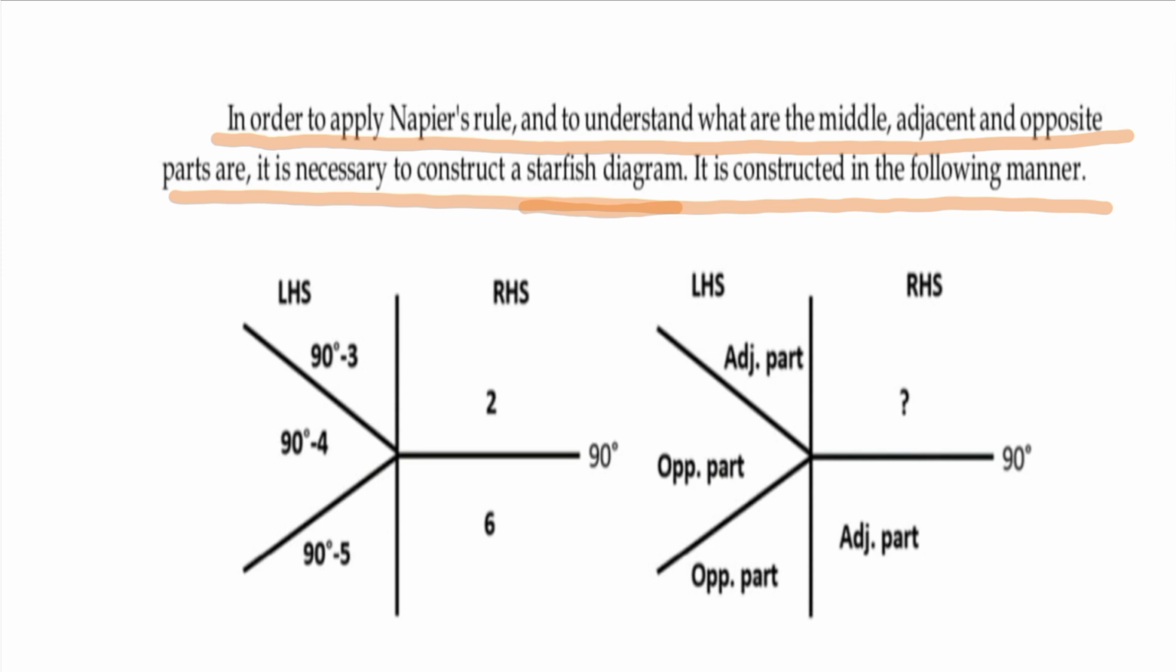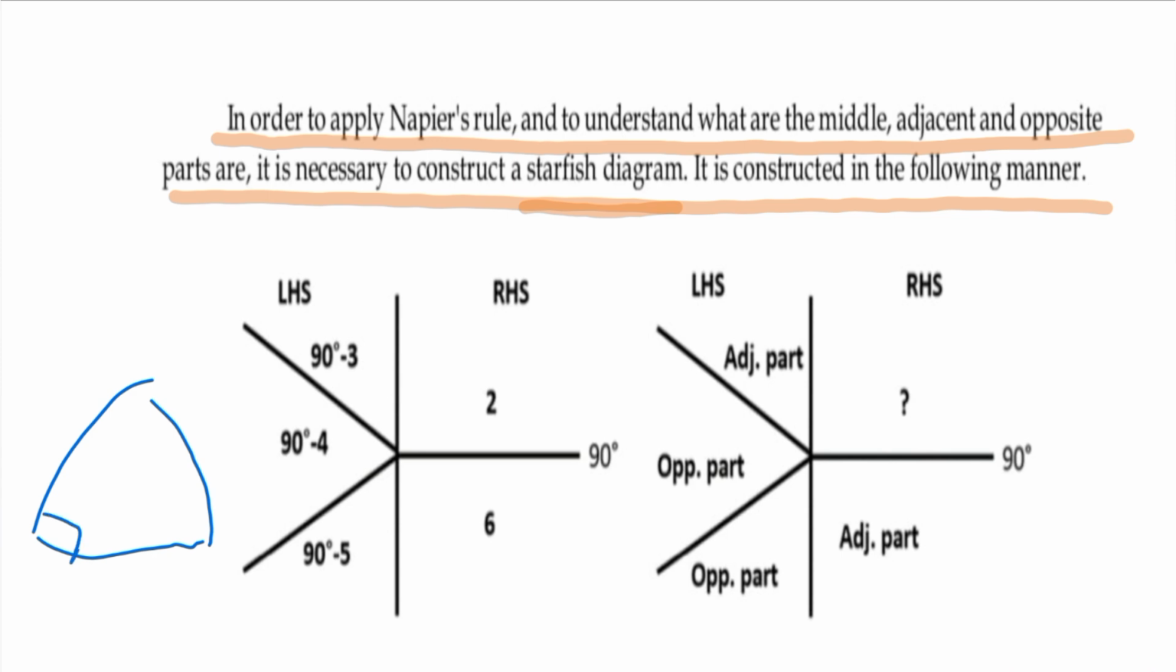So we have to take note that the first thing we have to construct in a Napier's rule problem is a starfish diagram. Here this is the LHS, that is left hand side, and this is the RHS, right hand side. The 90 degrees is also given. So this is a spherical triangle; for instance, I am just drawing. The angles would be given in a particular way. It will be different in different questions. So we have to look at how it is given and mark in that way.